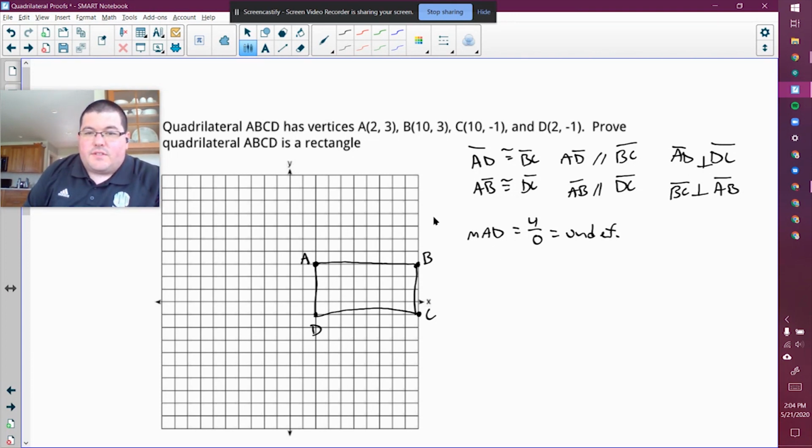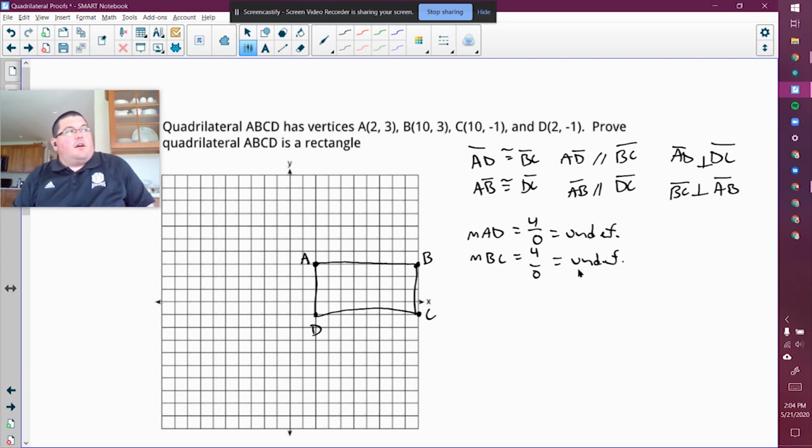Well, that's interesting. Is that also the case with BC? Let's take a look. Right, BC also has that same rise of 4 and that same run of 0. And so both of these produce undefined slopes. So those are in fact parallel.